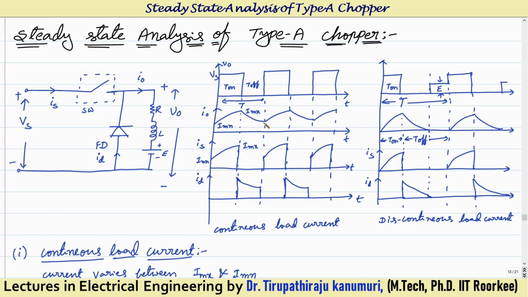Again, when the switch is closed, the current is supplied from the supply and again it will discharge through the freewheeling diode. Otherwise we can say that the current supplied from the supply goes from I minimum to I maximum up to T on. After that the current will circulate through the freewheeling diode. This is the current through the freewheeling diode, which I have represented by ID. Okay, in this way I can write.